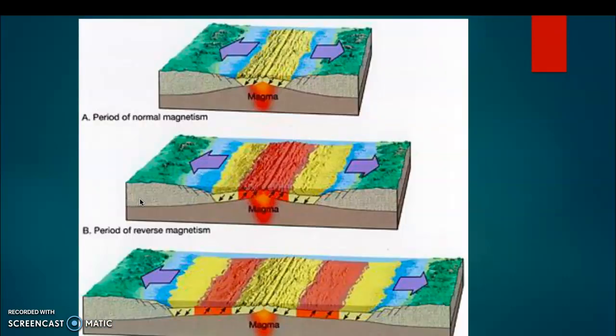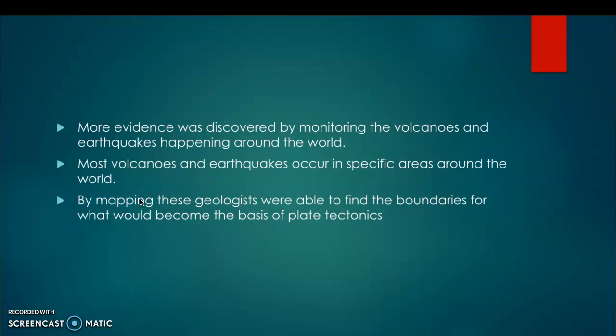So here we have a nice divergent boundary. This goes up through Iceland. This is called the Mid-Atlantic Ridge, and we have different periods of paleomagnetic normal and paleomagnetic reversals, and it's done in these nice stripes.